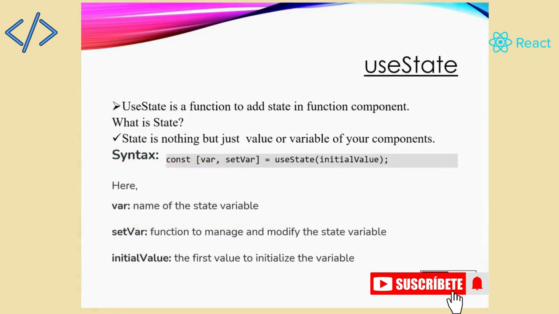useState hook. useState is a function that adds state to a function component. What is state? State is nothing but a value or variable of your component. The syntax is: const, which is a keyword of JavaScript, then [value, setValue] equals useState with an initial value. What is value? The name of the state variable. setValue is the function to manage and modify the state variable. Initial value is the first value used to initialize the variable.